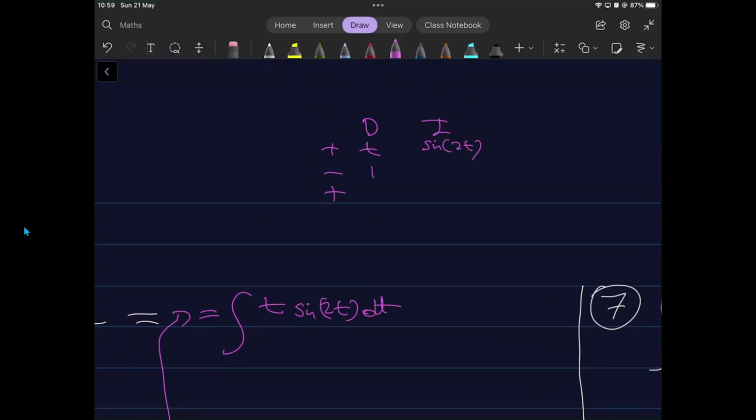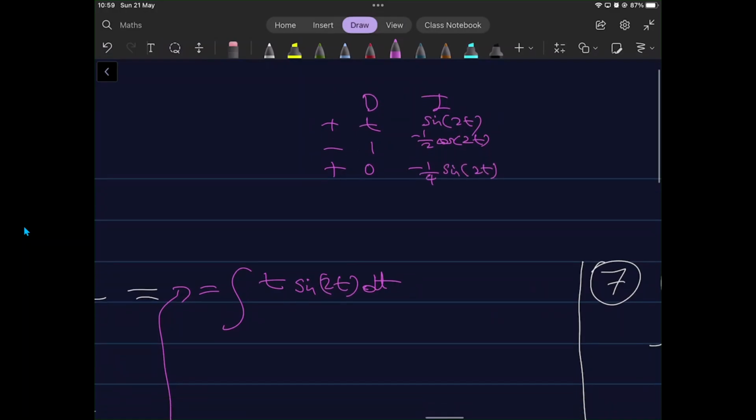Differentiate t, you get 1. Differentiate 1, you get 0. Integrate sine of 2t, you get negative a half of cosine of 2t. Integrate that, you get negative a quarter of sine of 2t. Okay, cool. Now let us multiply the diagonals. The product of a row is an integral, but given that we have a 0 here, that cancels out.